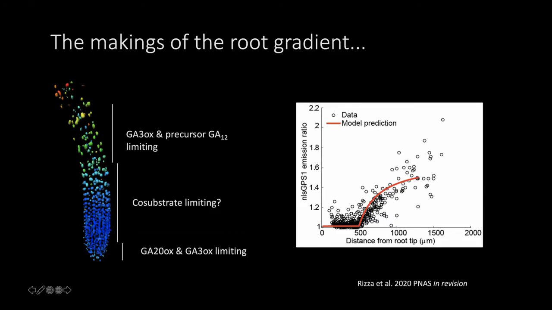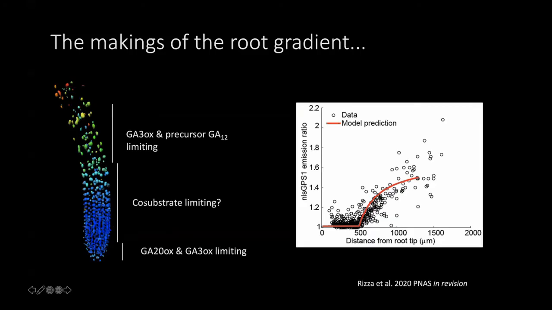And we found another really surprising result: in this middle region of the apical meristem, a co-substrate might be limiting, which is new information that we were able to reveal once we started working with the sensor. So what we're doing now is asking, can we put all this information together in a model to understand all the different components? That's in collaboration with Leah Band at Nottingham.